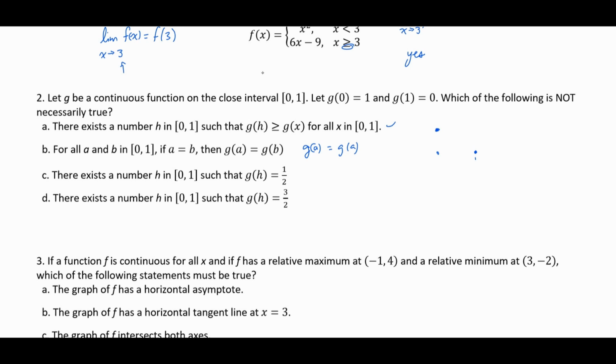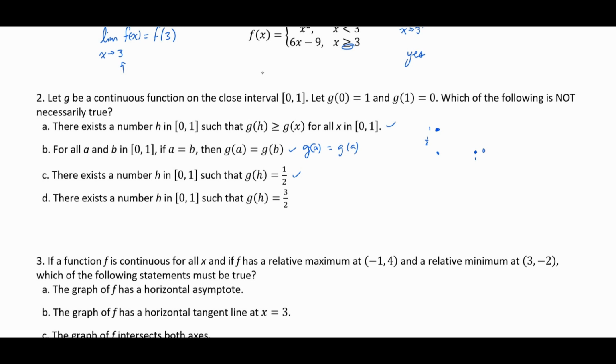So here we're going to 0. We also know that g of 0 is 1, so that's the height, and that we have 1 comma 0, so that's the height there. So we know in between 1 and 0 has to cross 1/2. At some point, it'll have to do that. So that is also true.